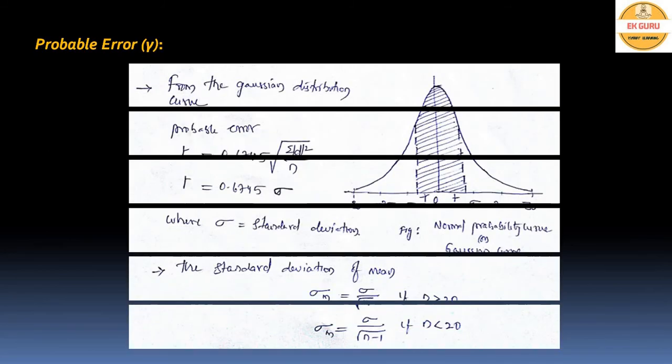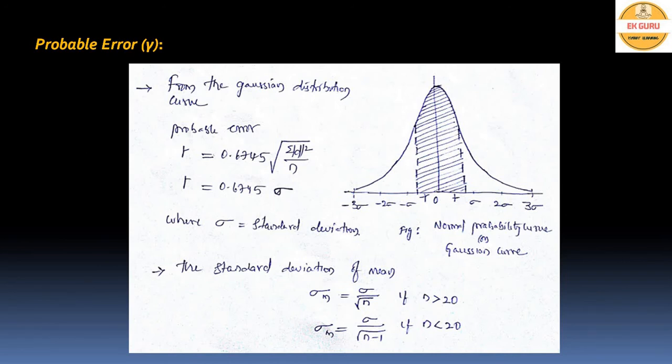And finally, the probable error can be calculated from the Gaussian distribution curve. The probable error is equal to 0.6745 times our standard deviation. So this term is the standard deviation, the square root of the sum of individual deviations squared divided by the number of readings. So the probable error is equal to 0.6745 times our standard deviation.